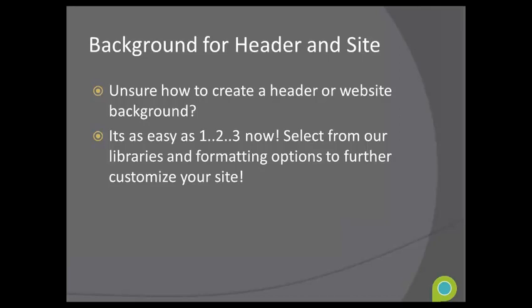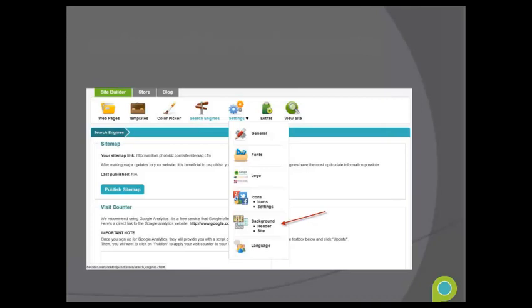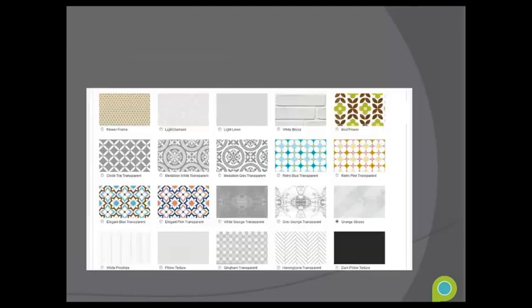To get into this section, first go to the Site Builder, then Settings, and you'll notice at the very bottom we have the Background section. The first thing we're going to cover is the site side of it, which is here. And these are some of the tiled backgrounds that we have.